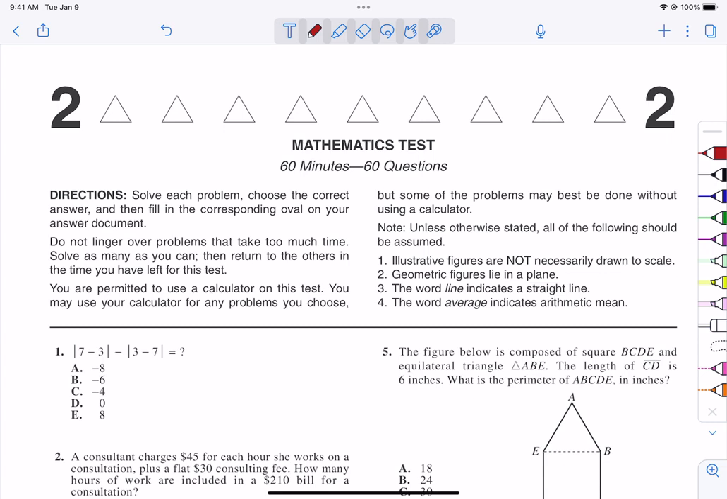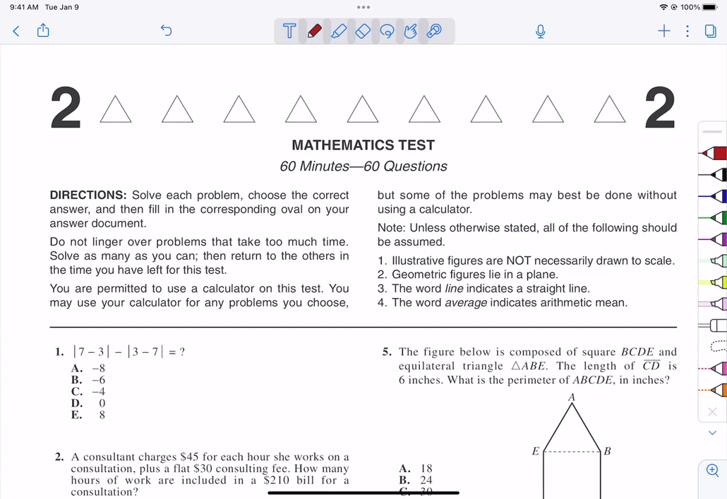So, the directions say, solve each problem, choose the correct answer, and then fill in the corresponding oval on your answer document. Do not linger over problems that take too much time. Solve as many as you can, then return to the others in the time you have left for this test. You are permitted to use a calculator on this test. You may use your calculator for any problems you choose, but some of the problems may be best done without using a calculator. Note, unless otherwise stated, all the following should be assumed.